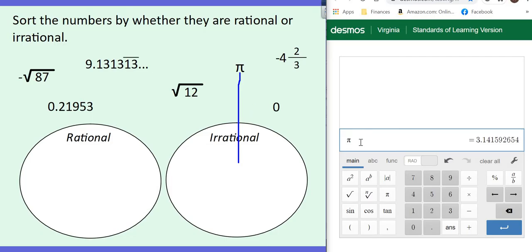Let's start with this negative square root of 87 and see what it looks like. Holy moly. Let's look. It just kind of goes crazy.